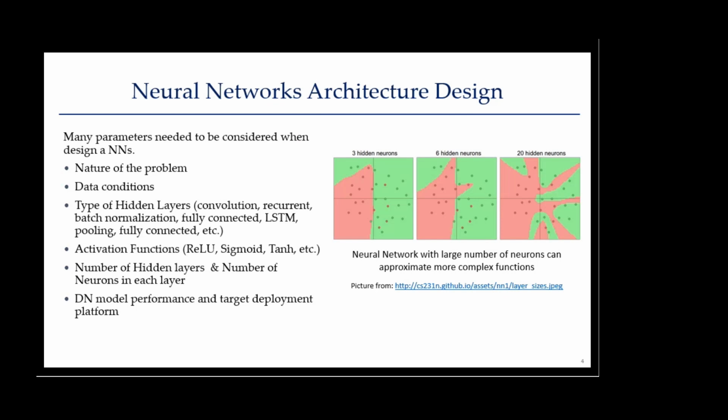The number of hidden layers and the number of neurons in each layer is very important because those two elements together represent the complexity of the mathematical formula we are trying to implement. We also should consider the model performance and the target deployment platform. For example, if our target is to have real-time processing, then our neural network should be fast enough to process data in real time.